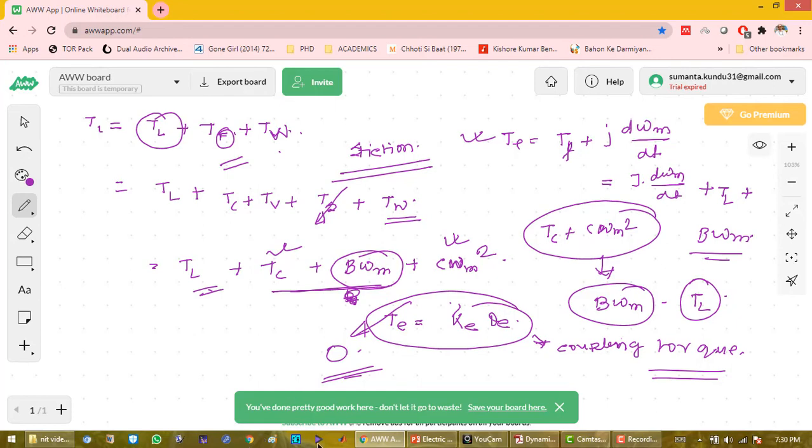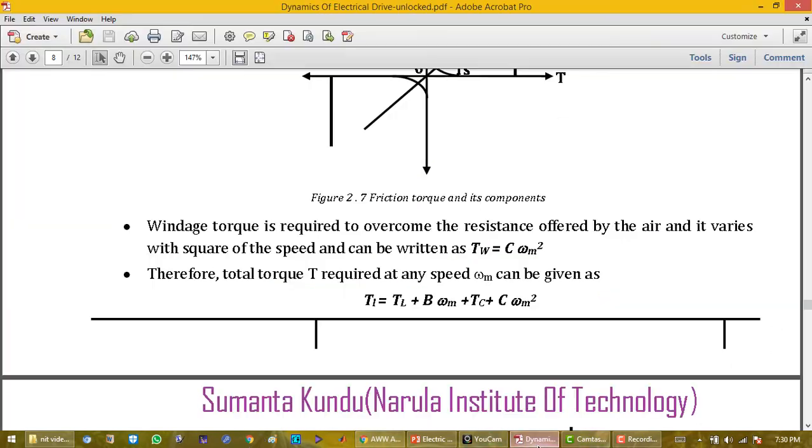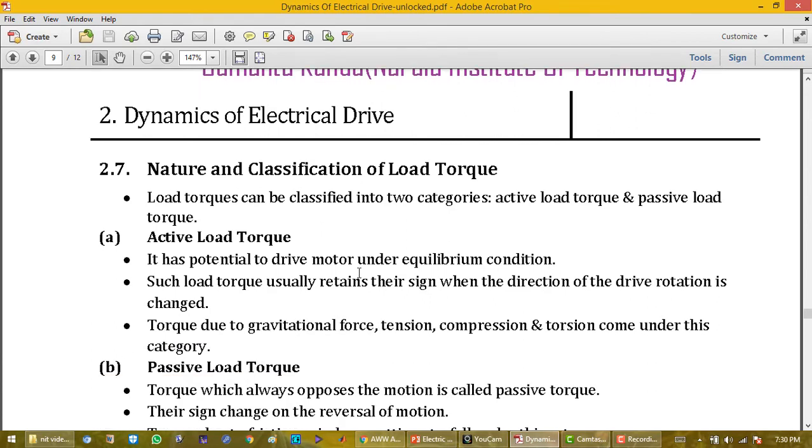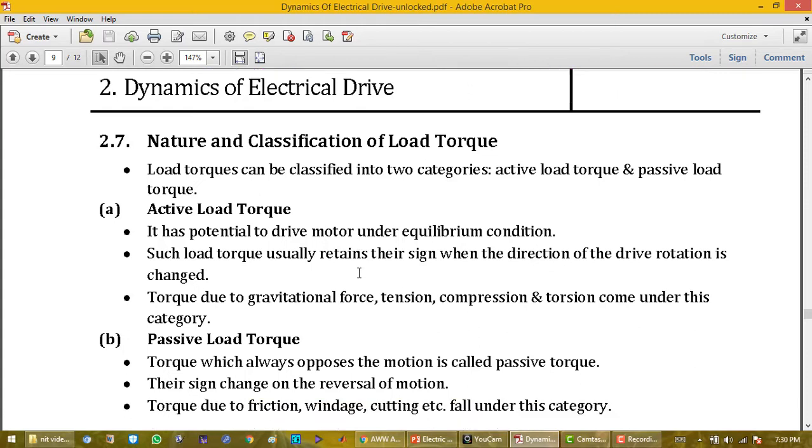Now we are going to discuss the nature and classification of torque. The load torques are classified into two categories. One is active load torque, the other is passive load torque. As the name suggests, active load torque has the potential to drive the motor under equilibrium condition, and passive load torque is the torque which opposes the motion.